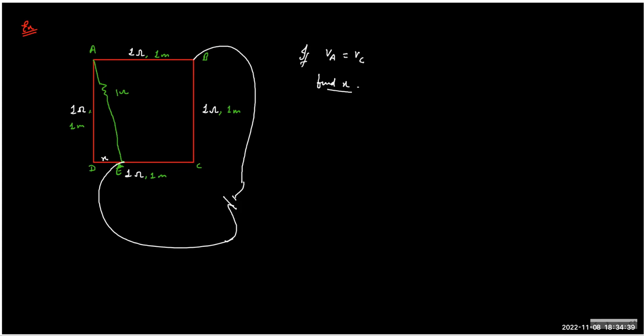Questions clear? What is X? X is the distance, the length of the wire. So at which point must you connect E so that the potential of A and the potential of C become equal? So try for a while and then I'll solve. It's very interesting.